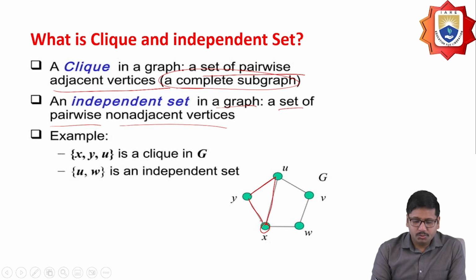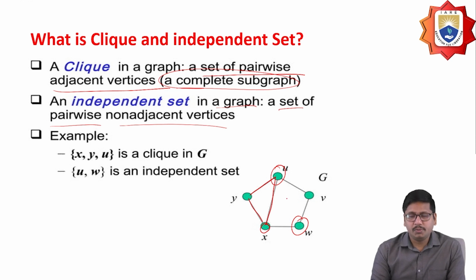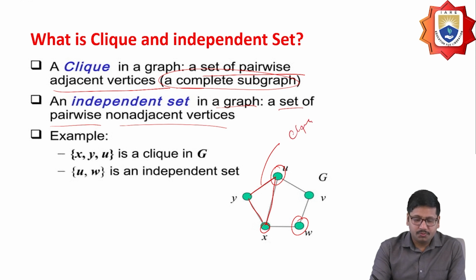So this is the clique in the graph. And u, v are said to be an independent set. So the set is independent, why? Because those two vertices are not correlated with each other. So that's why u and w should be the independent set. And a complete set of pairwise adjacent vertices should be treated as a clique.